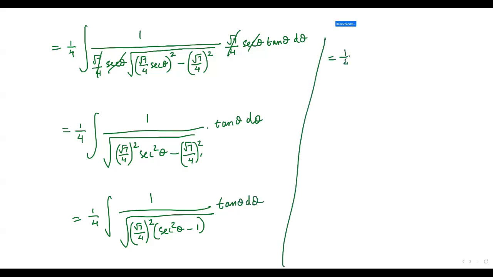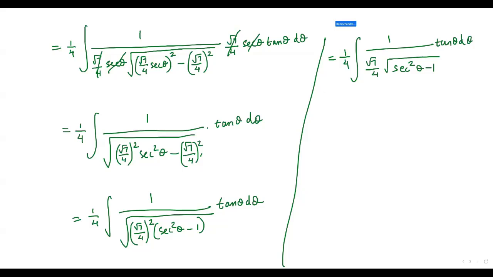Okay, let me continue over here. So 1/4 integral. Here two quantities are multiplied inside the square root, and for this one we have a square. Since it's a perfect square, it will come out of the square root as just square root of 7 over 4. And inside the square root, we'll have secant square theta negative 1 times tangent theta d theta over here.